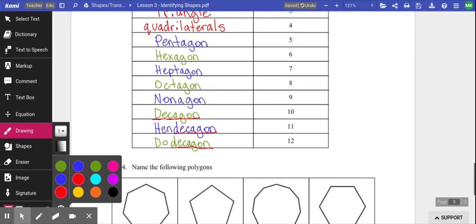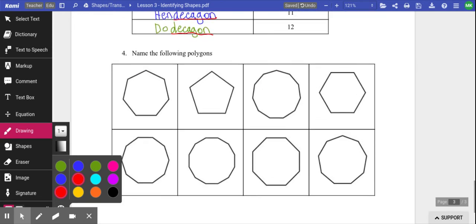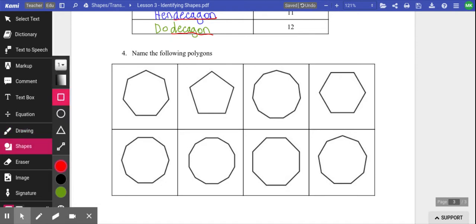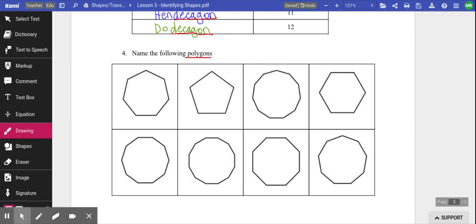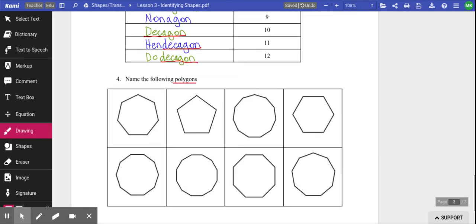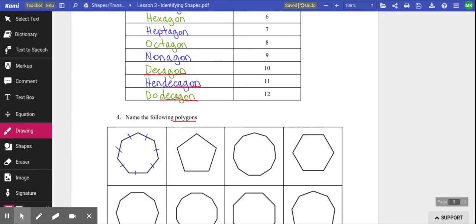All right, we're going to look at pictures now and try to name them. So we've got 8 photos down here. We're going to try to name them. The way you name these shapes or these polygons is by counting how many sides there are. So if you look at the first one, there's 1, 2, 3, 4, 5, 6, 7 sides. 7 sides means we have a heptagon.